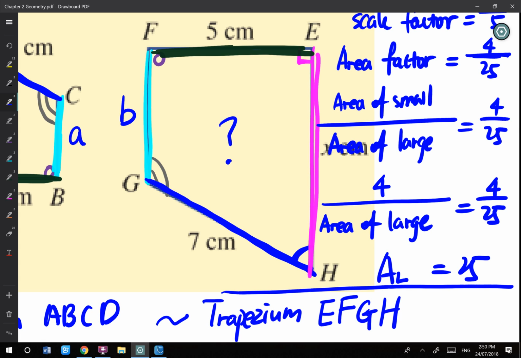Any questions for this? We also have volume factor actually. For 3-dimensional shapes, they can be similar shapes. For example, two cylinders. I'll show you that later after you finish this one.